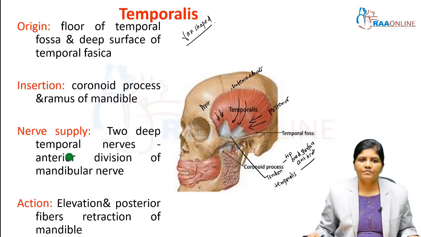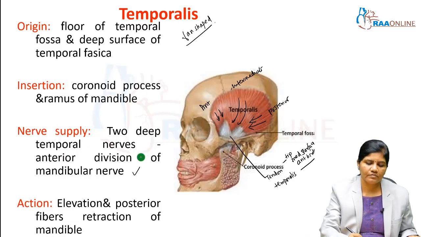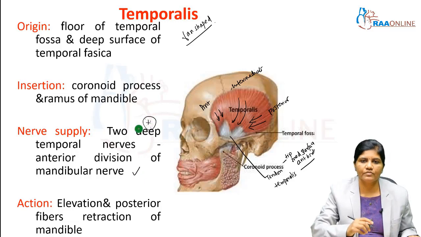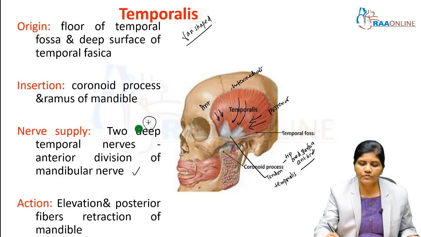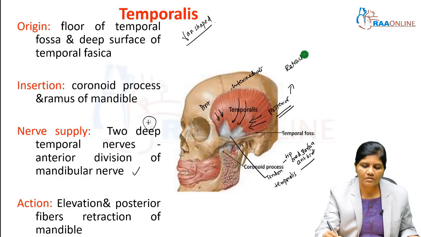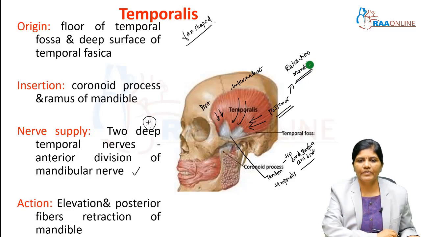The nerve supply is from the anterior division of mandibular nerve by two deep temporal nerves, which supply the muscle from its deeper aspect. The main function is elevation of the mandible, but the posterior fibers produce retraction of the mandible. This is the only muscle that produces retraction of the mandible. So that's all about the temporalis.